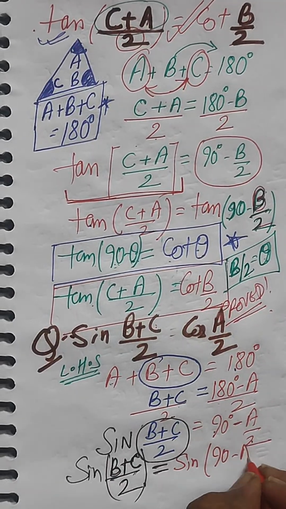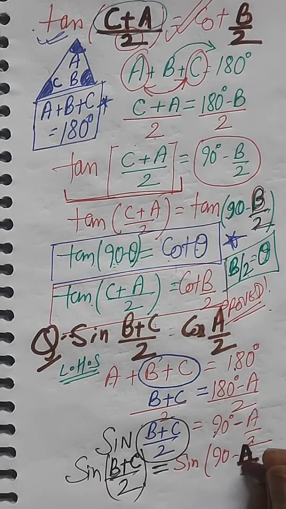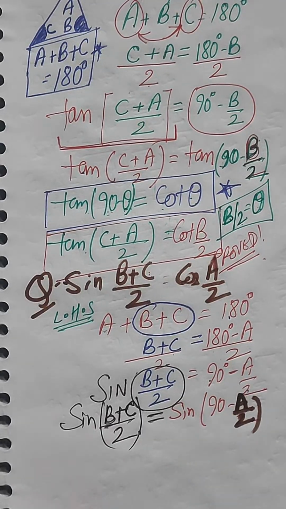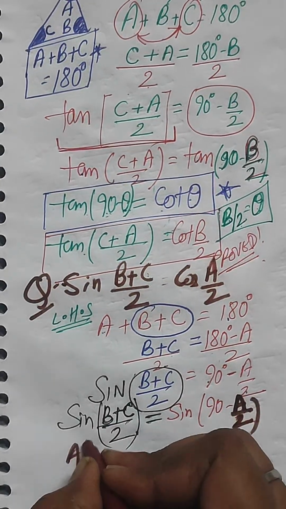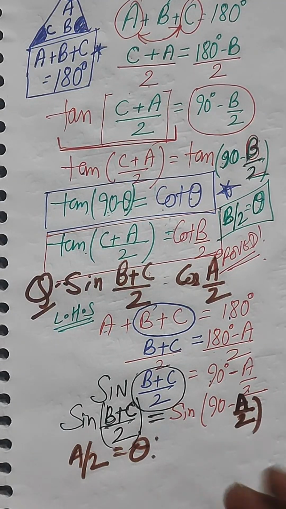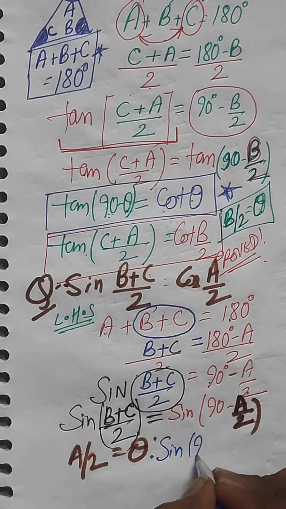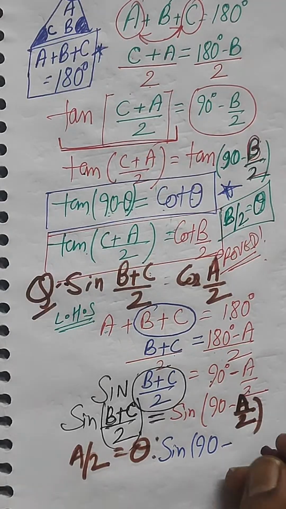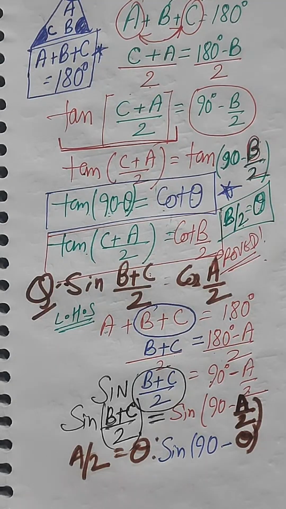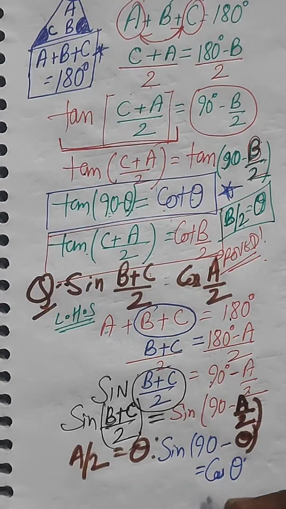Sine of 90 minus a by 2, right? Here a by 2 will be acting as theta. If a by 2 is equal to theta, then we can use the formula. Which formula? Sine of 90 minus theta is equal to how much? Is equal to cos theta, right?